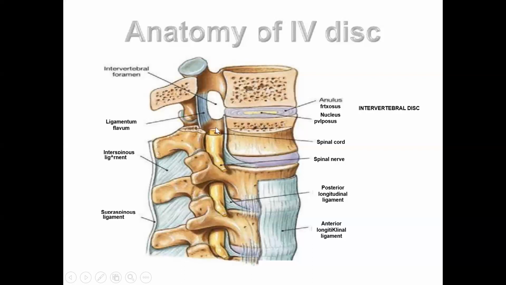This is the spinal cord, in the middle. This is a spinal nerve, you can see. Here is the posterior longitudinal ligament. This is the anterior longitudinal ligament. Moving forward to the next slide.